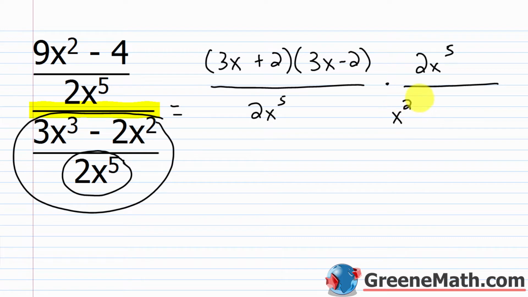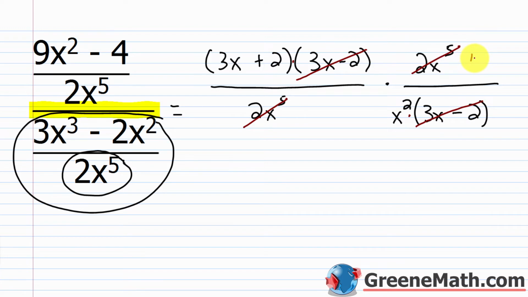So x squared times, if I pulled that out, 3x cubed divided by x squared would be 3x. And then minus 2x squared divided by x squared would be 2. Now, before I do this multiplication, what can I cancel? I can cancel this factor of 3x minus 2 with this factor of 3x minus 2. Remember, this is multiplication here. Multiplication. So these are factors. Now I can also cancel this 2x to the 5th power with this 2x to the 5th power.